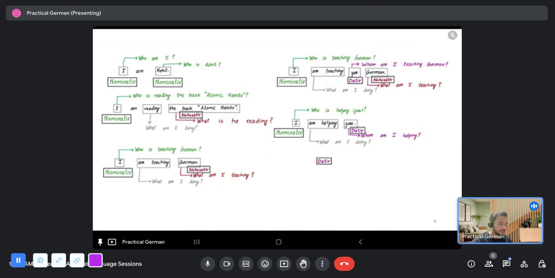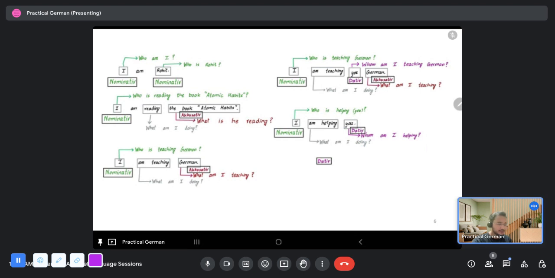Okay, this one, I am helping you, I is who is helping you, right? So who, nominative. This you can be found with the help of a whom kind of question, right? Whom am I helping, whom are you helping, whom is she helping? You get the point, right? So whom, it is dative.